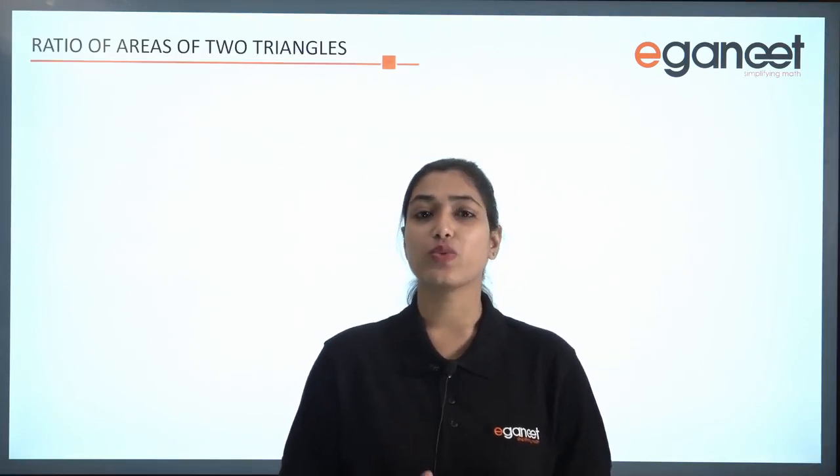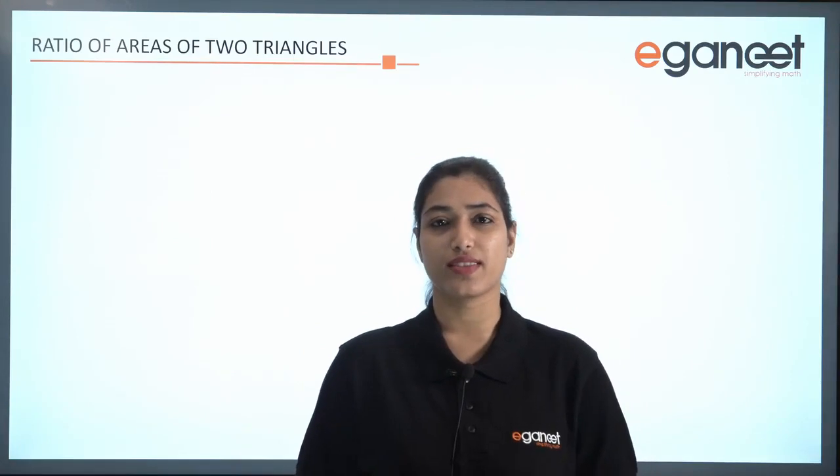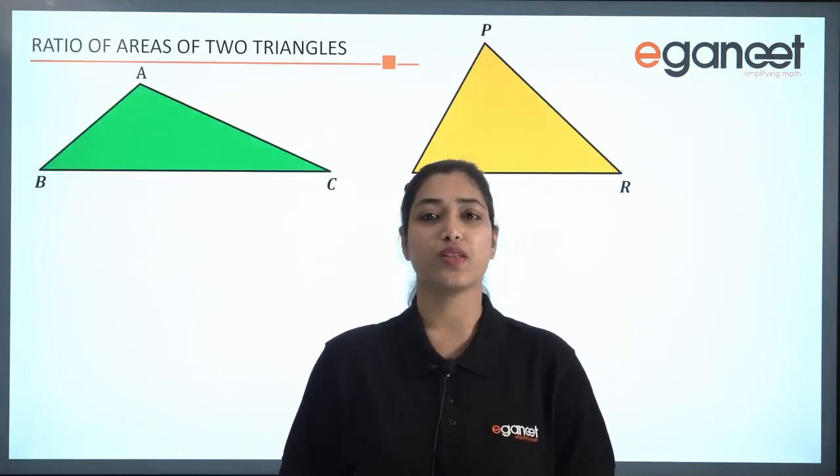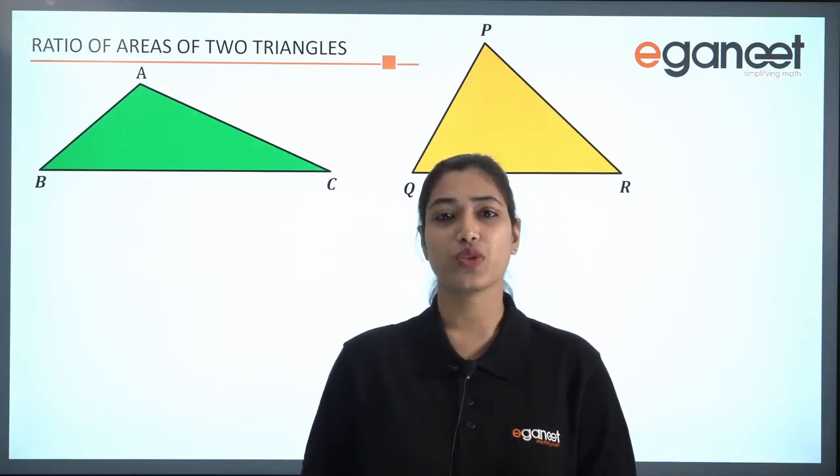In today's video, we are going to study the ratios of areas of two triangles. Since we are going to deal with the ratios of areas of two triangles, let us first consider two triangles, triangle ABC and triangle PQR. Now, we are going to find the areas for both the triangles.